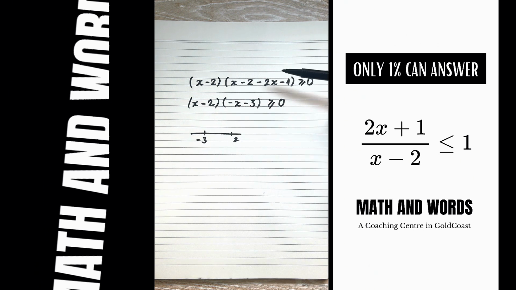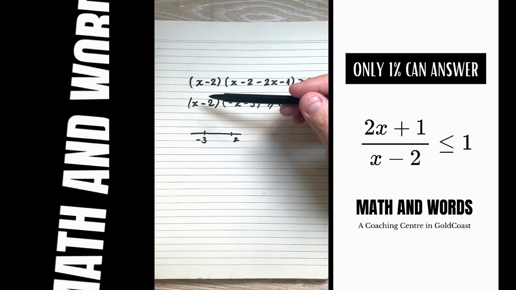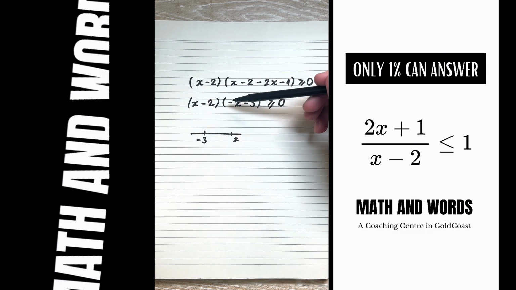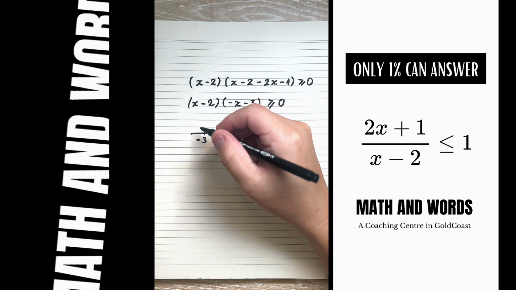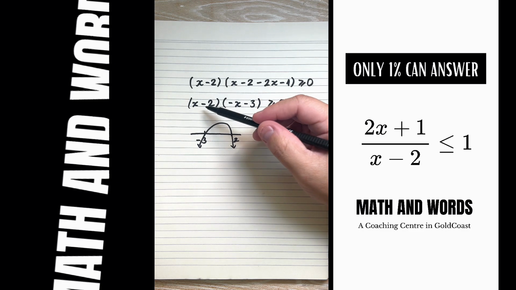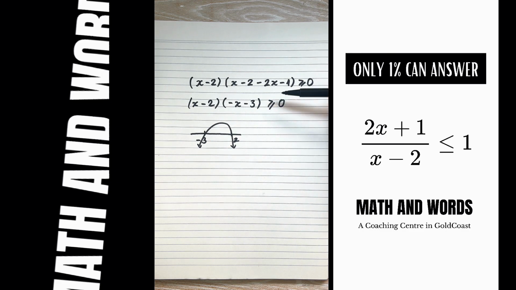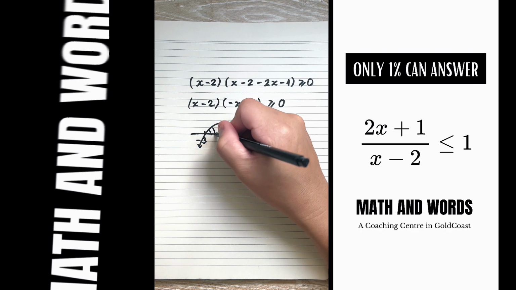And if you do the inspection for x squared, you will see x times negative x, you have negative x squared. So the coefficient of x squared is negative. That means this parabola is concave down. And then you can see that this inequality is greater than or equal to 0, so I need to show you this area over here.